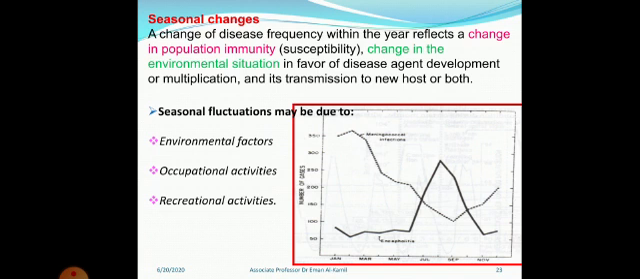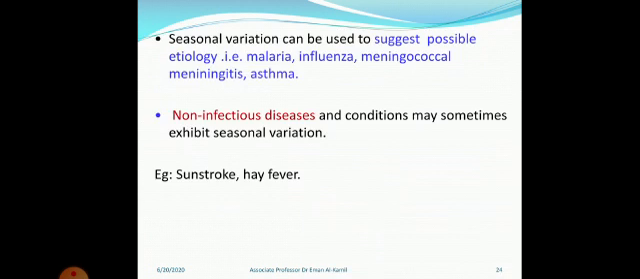Or occupational activities, such as certain occupations which are associated with certain exposures, which result in, for example, heat stroke. Heat stroke is more likely to occur in summer rather than in winter. Or recreational activities. Some diseases, for example, travel diarrhea, are more likely to occur in summer rather than in winter because it is related to travel.